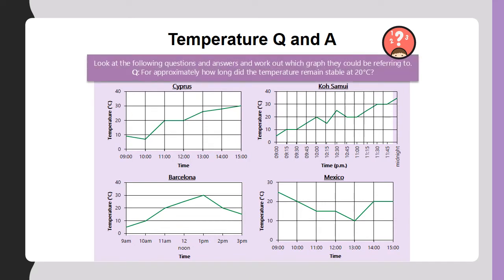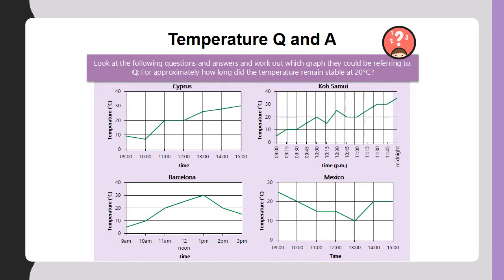Let's try another one. Look at the following questions and let's see what graph they could be referring to. For approximately how long did the temperature remain stable at 20 degrees Celsius? So if something remains stable, it means that it stays the same, it's consistent. So for how long did the temperature remain stable at 20 degrees Celsius? Think about which graph we could be referring to.